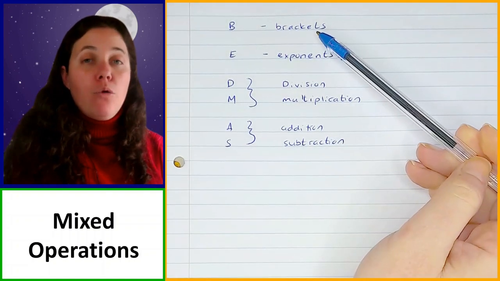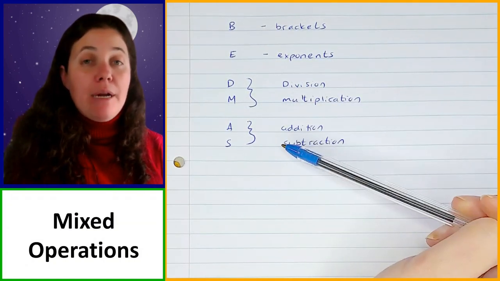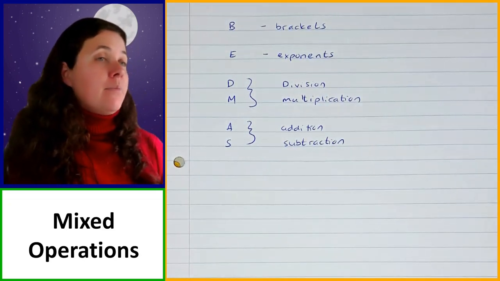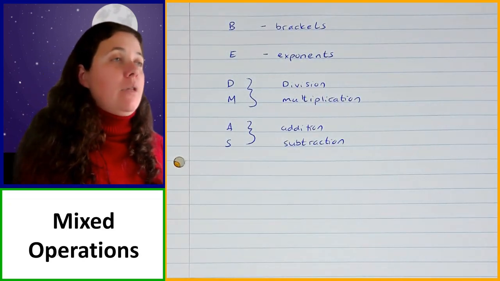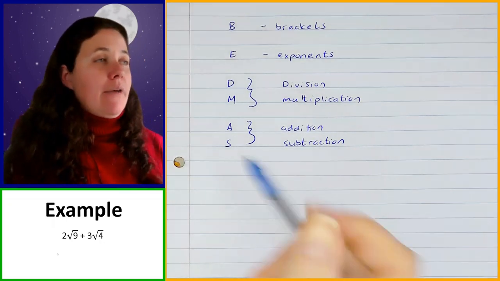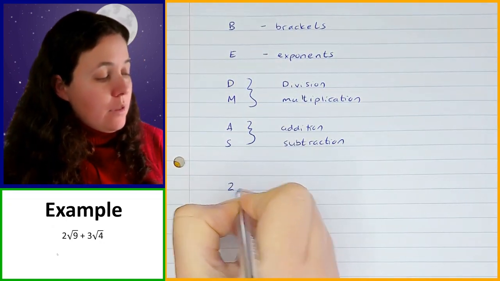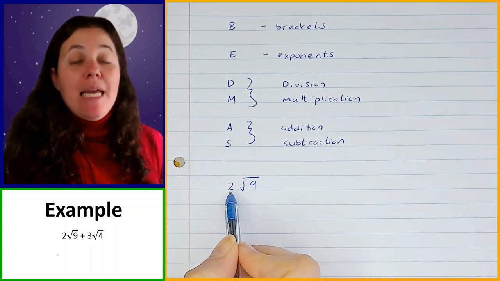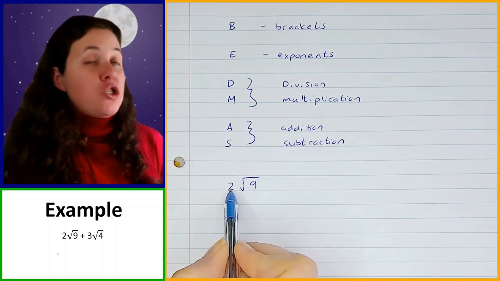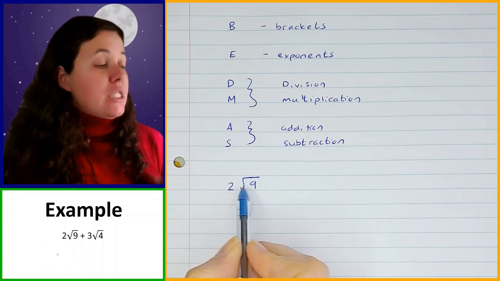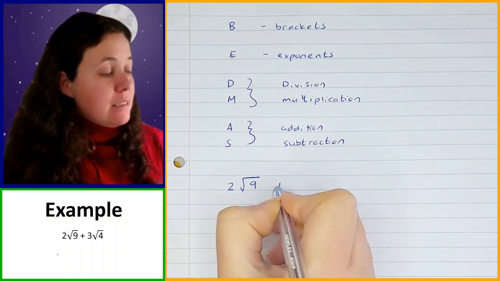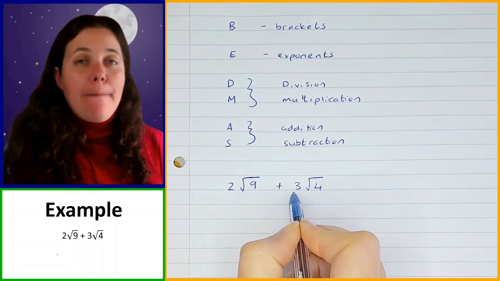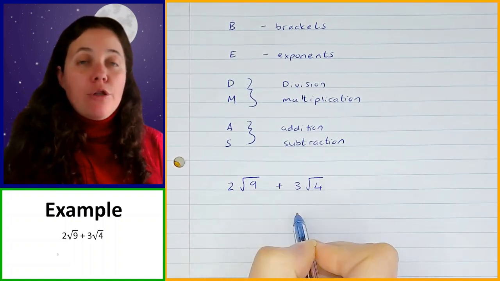Remember, if we have got more than one thing that's happening inside the brackets, we have to apply BEDMAS inside the brackets as well. Okay, so let's start off with a simple example. In this example, we have got 2 root 9. Now remember, if I have nothing in between, it means multiplication. So this is 2 multiplied by the square root of 9 plus 3 root 4. This is the same as 3 multiplied by the square root of 4.